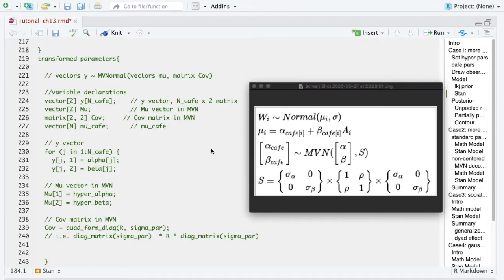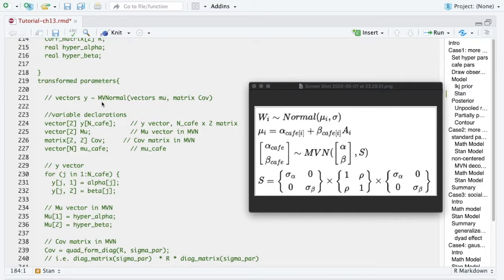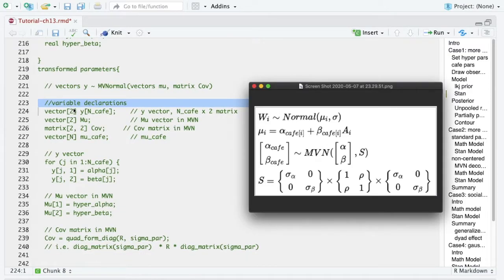I'll show the form of the model, so you can easily compare the math formula and the Stan code we use here. The goal of the transformed parameters block is to transform the parameters we've defined to match the required data types of the multivariate normal function. The y of the multivariate normal function must be vectors, so the y is the alpha cafe and beta cafe pair of one cafe, and the mu is also a vector of alpha bar and beta bar, and the covariance matrix must be a matrix. Let's define the variables required for the multivariate normal function first.